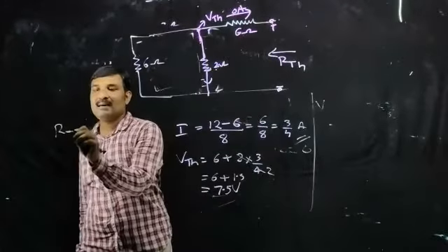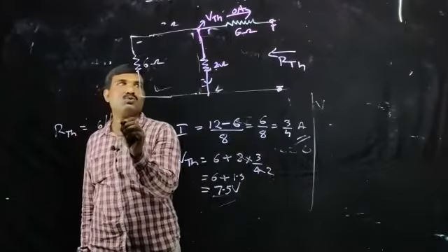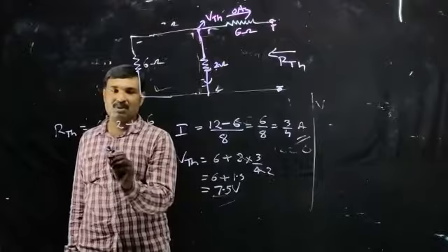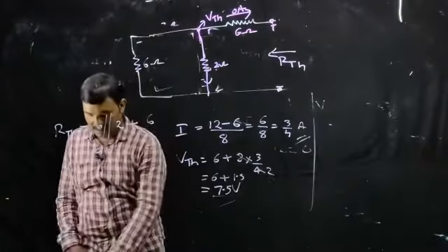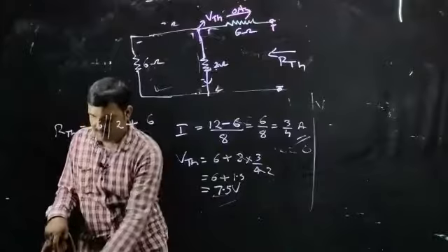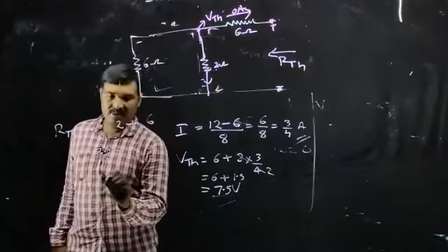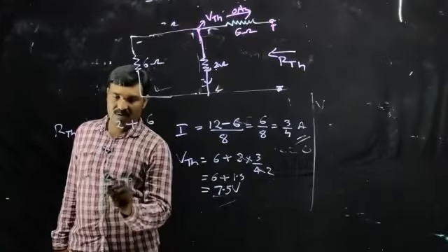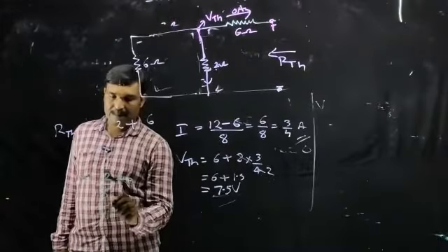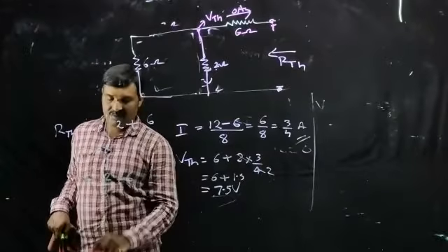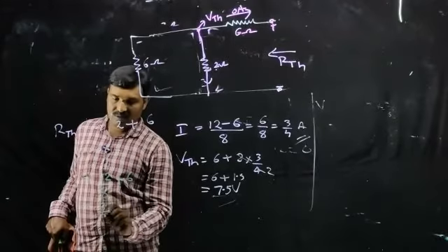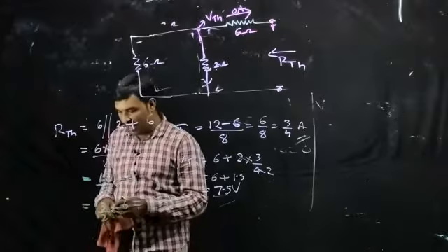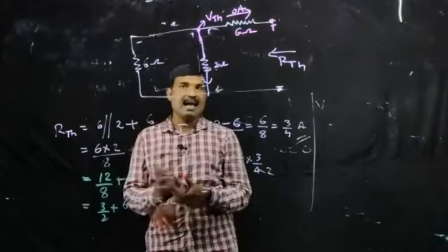So we can write RTH is equal to 6 parallel 2 plus 6, that is equal to 6 into 2 by 6 plus 2 plus 6, that is equal to 12 divided by 8 plus 6, or, no, 3 by 2 plus 6. That is also equal to 7.5 ohm. So we got the value of RTH and VTH.